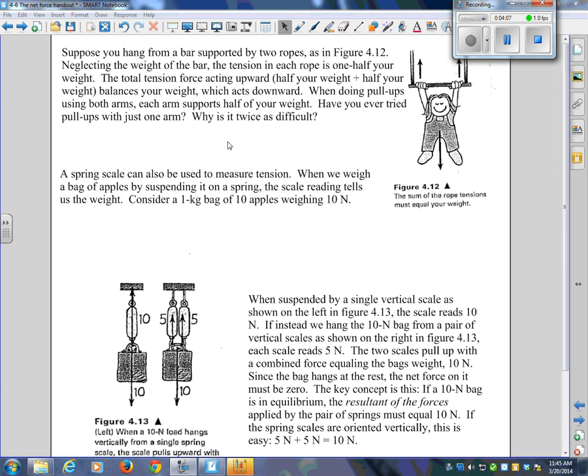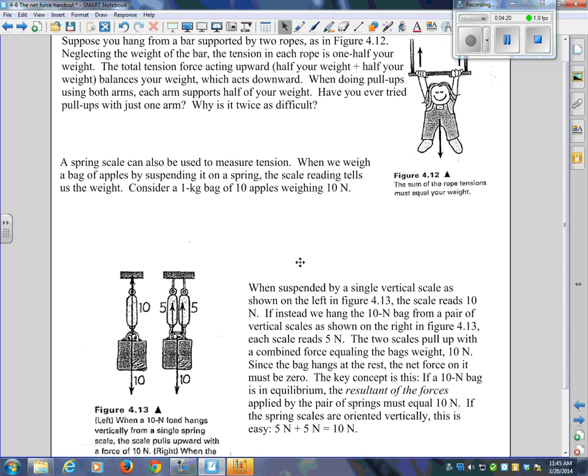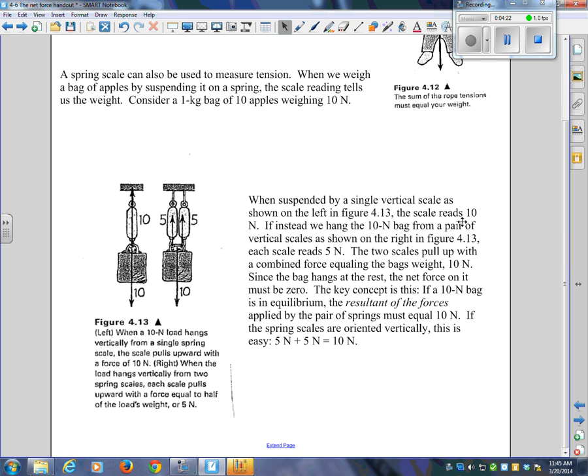A spring scale can be used to measure tension. When we weigh a bag of apples by suspending it on a spring, the scale reading tells us the weight, considering a 1 kilogram bag of 10 apples weighing about 10 newtons. When suspended by a single vertical scale, as shown on the left in figure 4.13, the scale reads 10 newtons.